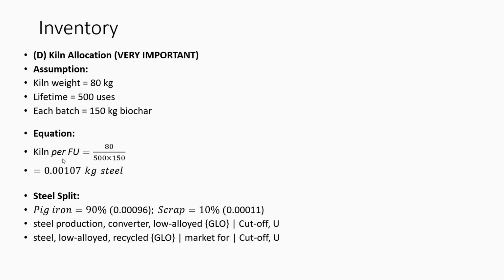That means the environmental burden associated with the production of 1 kg of biochar only due to the kiln is 80 divided by 500 and divided by 150. That means 0.00107 kg of steel. And if you go into the technical details of the material, you will find that pig iron is used for 90% of the total material. That means 0.00096 kg is contributed from pig iron. At the same time, scrap steel is used, 0.0001 kg.